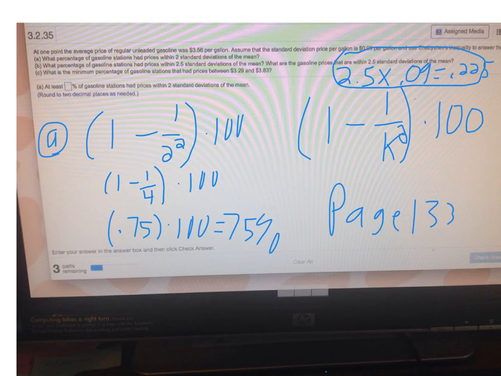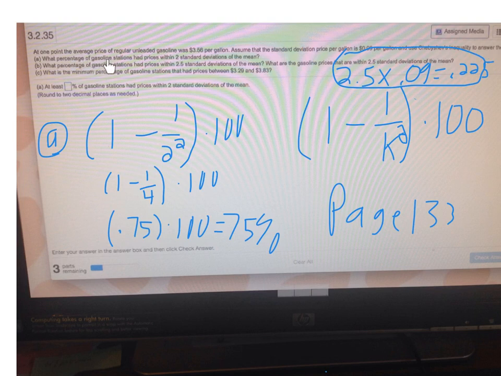Okay, I got your question here about Chebyshev's rule, 3.2. At one point, the average price of regular unleaded gas was $3.56. Assume the standard deviation per gallon was 9 cents and use Chebyshev's inequality to answer the questions.